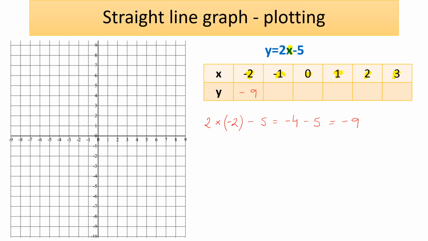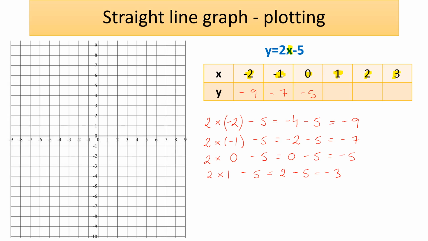The next value of x is -1, so I'm going to calculate 2 times -1 this time, take away 5. 2 times -1 is -2, take away 5, that is -7. I can put it into the table. The next value is 0, so that's 2 times 0, take away 5. 2 times 0 is 0, take away 5, that is -5. The next value is 1. 2 times 1, take away 5. 2 times 1 is 2, take away 5, that is -3.